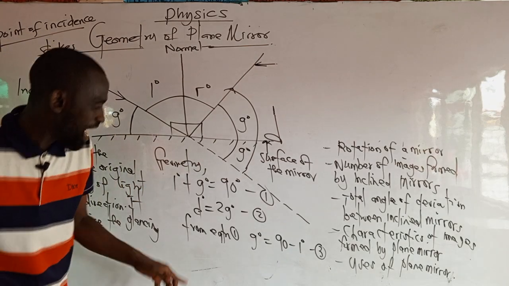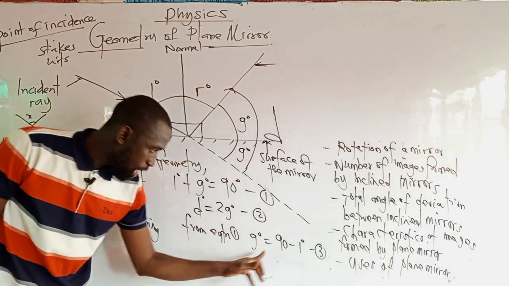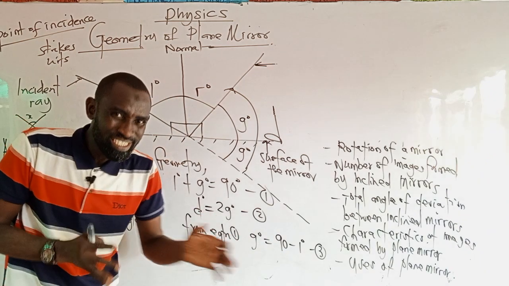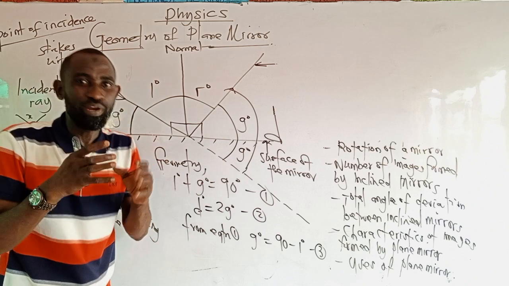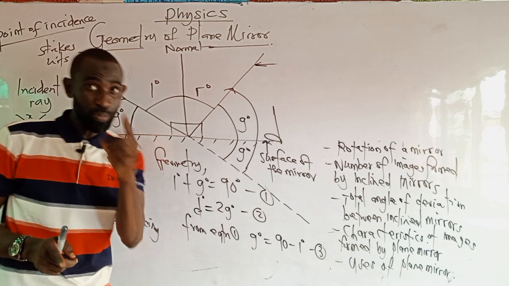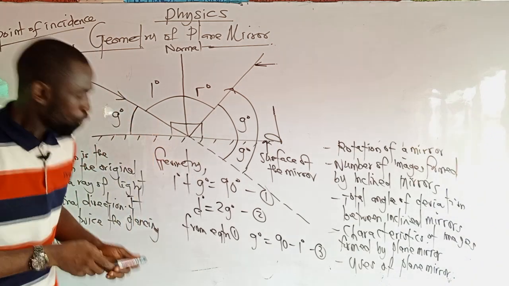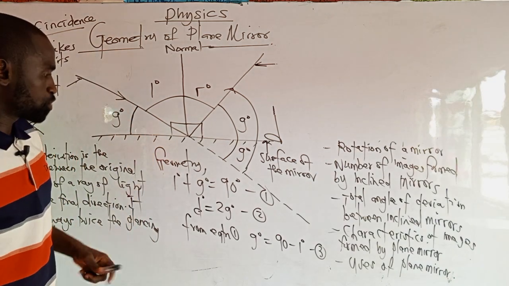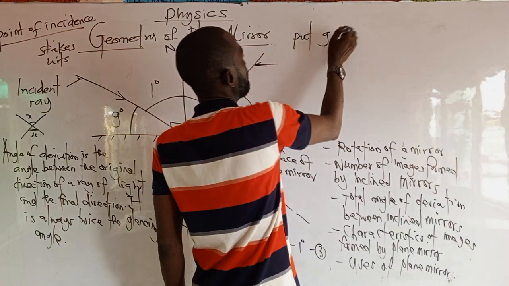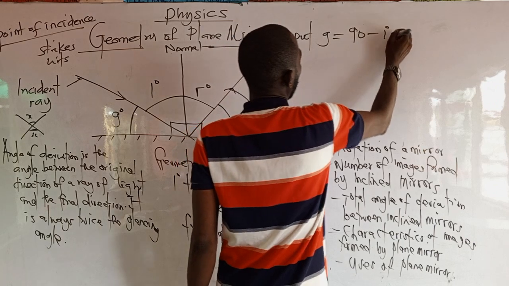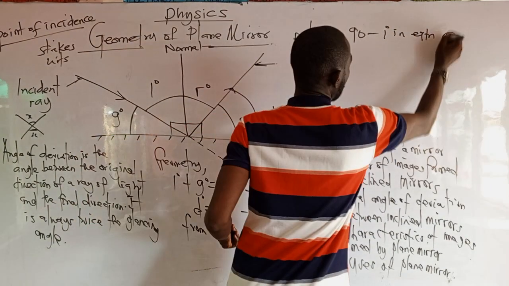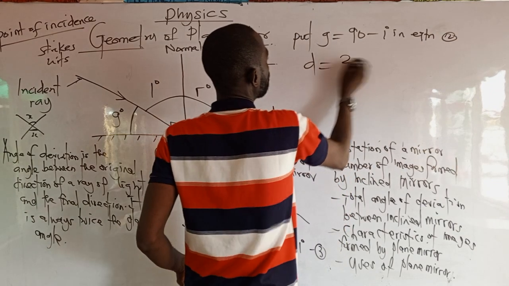Are you following me? So, anywhere I see G in equation 2, I'll now put 90 minus I. I want to give us the formula that connects angle of deviation and angle of incidence. It's very important. We're going to see questions there. So, what is that formula? Let's substitute. Put G to be equal to 90 minus I in equation 2.